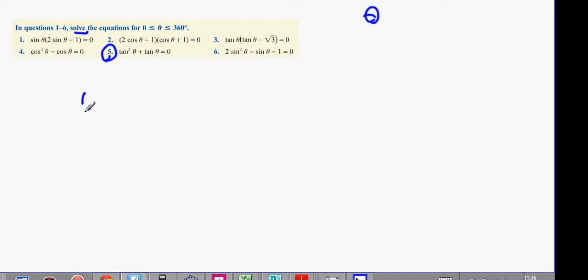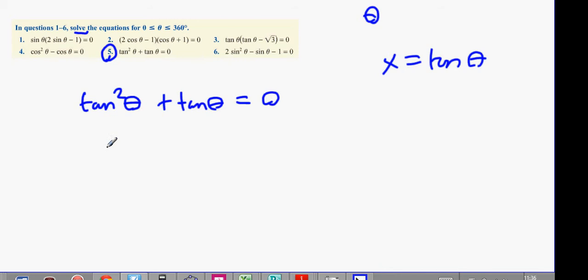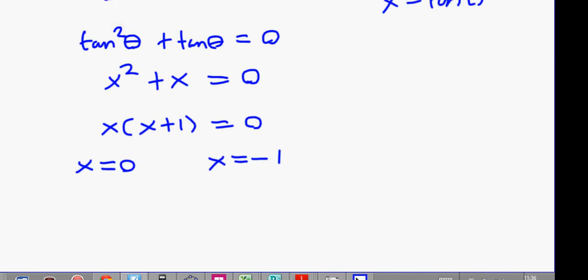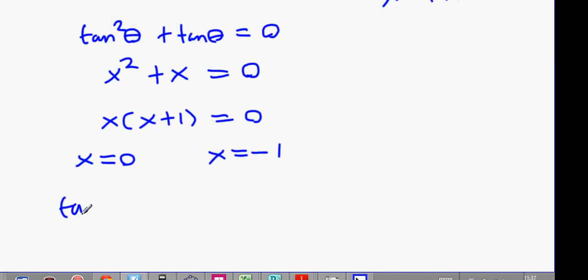Number 5 looks like this. Tan squared theta plus tan theta equals 0. If I said x equals tan theta, what I'm basically solving is this equation here. And does anybody remember how to solve this equation? X bracket equals 0. So either x equals 0 or x equals minus 1. In effect, what we're solving is this. We're solving tan theta equals 0 and tan theta equals minus 1.